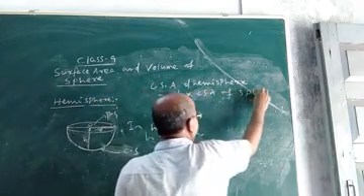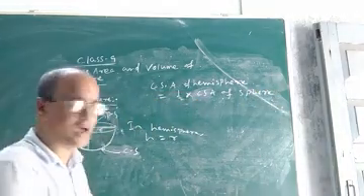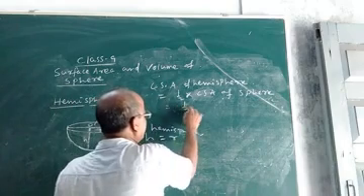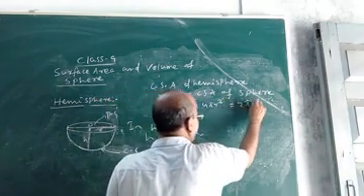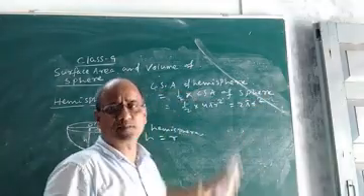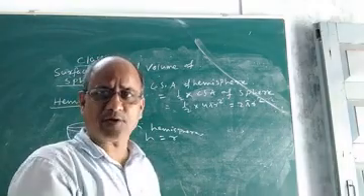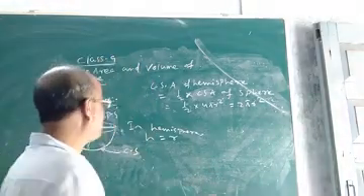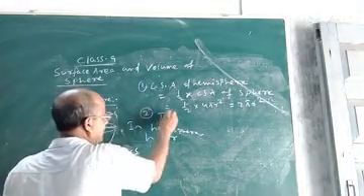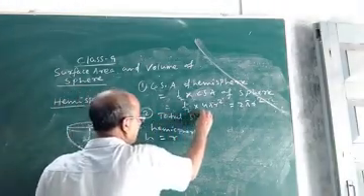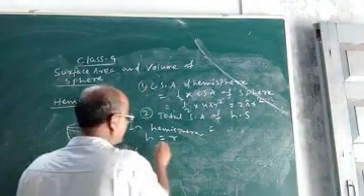And you know what is the formula for the curved surface area of a sphere? It is 4 pi r square. So it is half into 4 pi r square, which will be equal to 2 pi r square. So this is the formula to calculate the curved surface area of a hemisphere. Now the point is how to get the total surface area of a hemisphere.